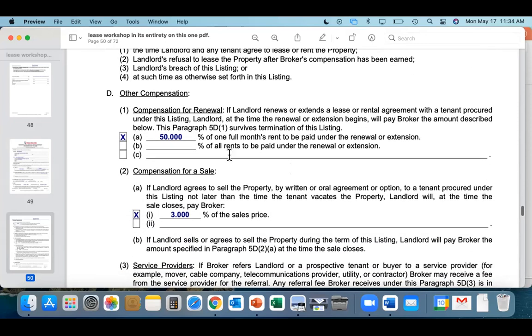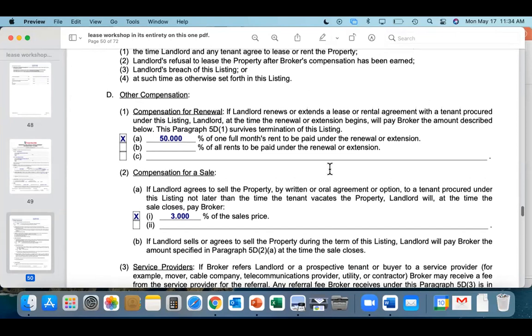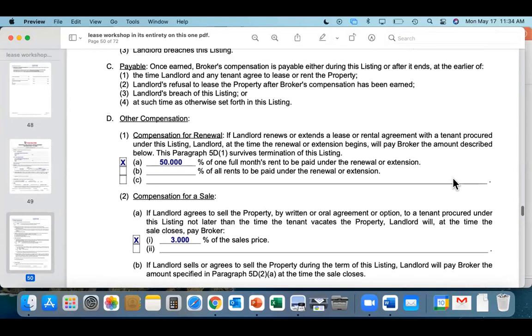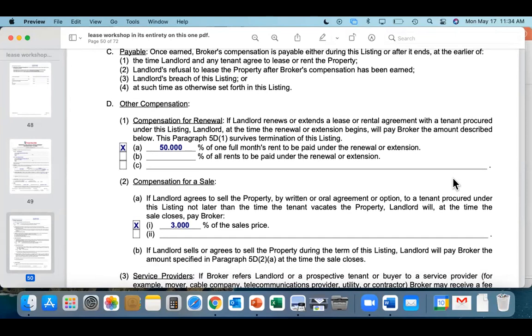Other compensation. You could do a renewal. It just depends on your relationship with the landlord. Do you want to charge him a fee when he renews it? Do you want to get paid? If so, you could put on there, okay, Mr. Landlord, if you renew the lease, you're still going to owe me money. If that's the case, typically people put NA or 50%. That's just a business decision you make.